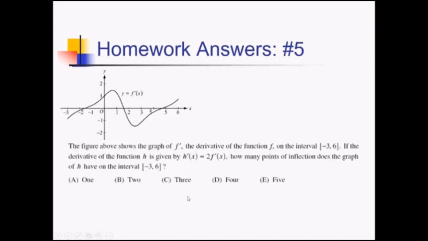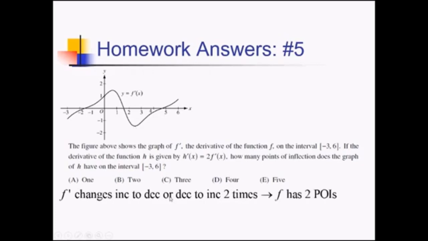For this problem, we're given the graph of f prime from negative 3 to 6, and then we're suddenly told that h prime is 2 times f prime, and we want to know points of inflection, or how many of them there are on the graph of h on the same interval. Well, before I can talk about h, I need to talk a little bit about f. Taking a look at the graph of f prime, I see that we are changing increasing to decreasing, or decreasing to increasing at 2 spots. That tells me that the graph of f is going to have points of inflection in 2 places.